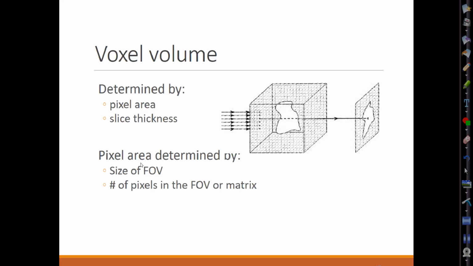Your pixel area is determined by your field of view, which sometimes on your GE scanner is going to be in units of centimeters, so be careful of that. And then on your Siemens unit, it's going to be in units of millimeters. So you have to convert everything to millimeters first.